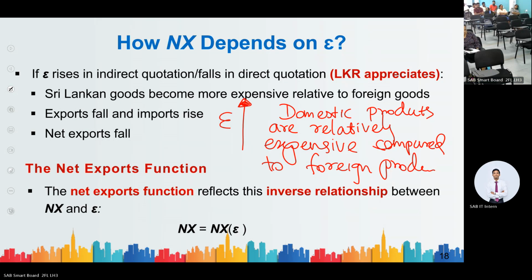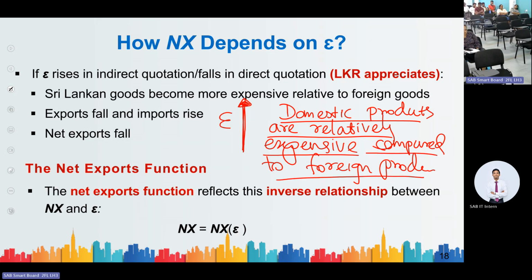Nominal exchange rate is about the price between two currencies, the price of one currency in terms of another currency. Real exchange rate is about the price of goods domestically produced in terms of the price of goods produced abroad. That is about relative prices of goods and services, not about the price of currencies. In the nominal exchange rate, we talk about the price of currencies. In the real exchange rate, we talk about the price of commodities, goods and services. So when the real exchange rate increases, domestic products are relatively expensive. The price of domestic products is relatively higher compared to foreign products.